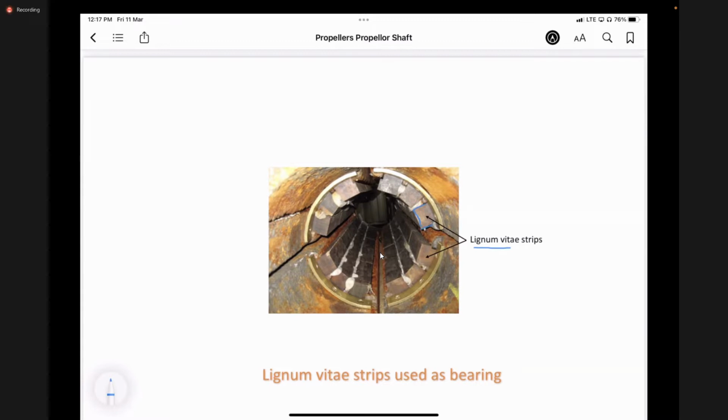Okay, sir. Now this lignum vitae, that is a very strong and hard wood. It has a huge amount of historical significance also. But this was used a few years back, I would say. Nowadays, not every ship uses these lignum vitae strips. They prefer using even those hardened plastic materials, fiber type, hardened materials. They prefer using that.